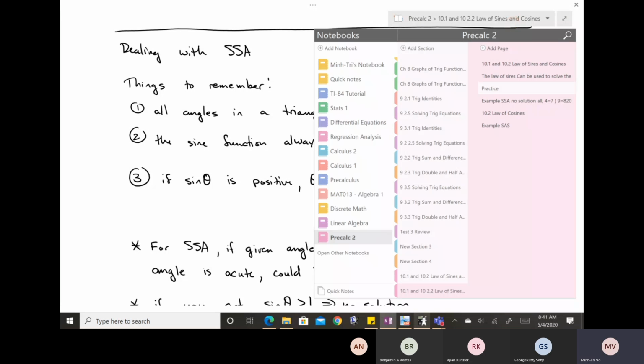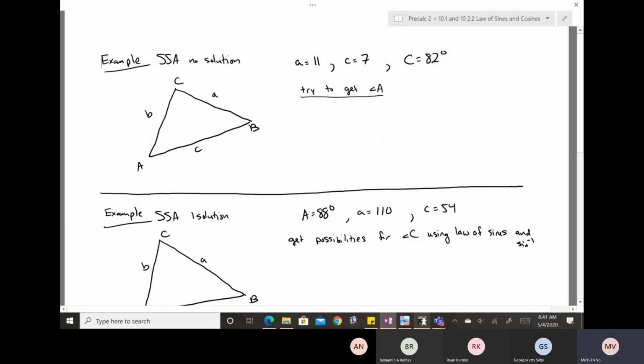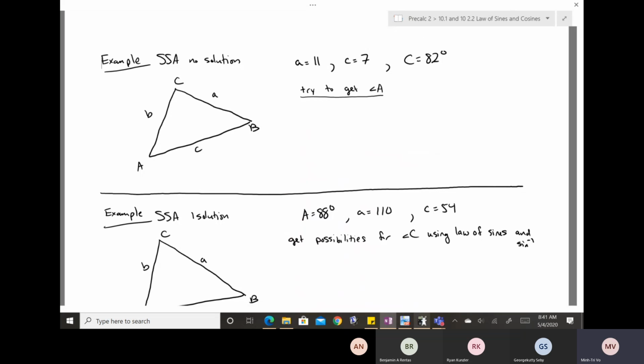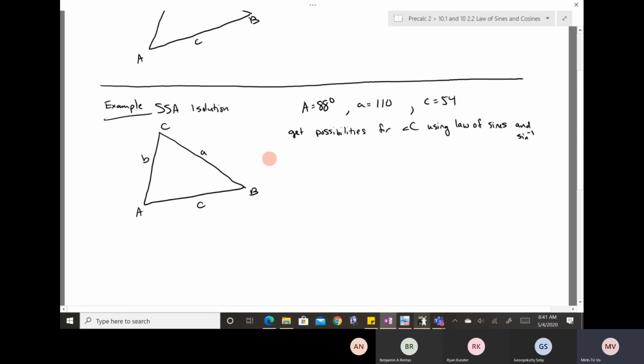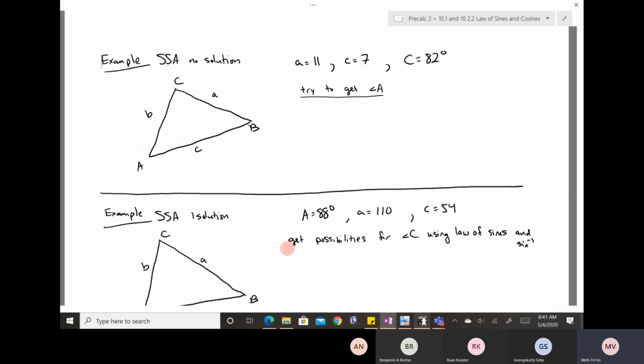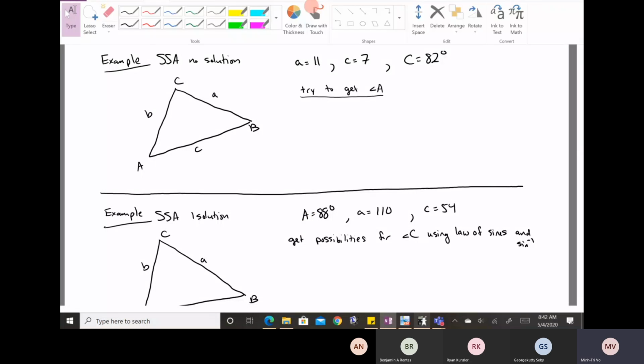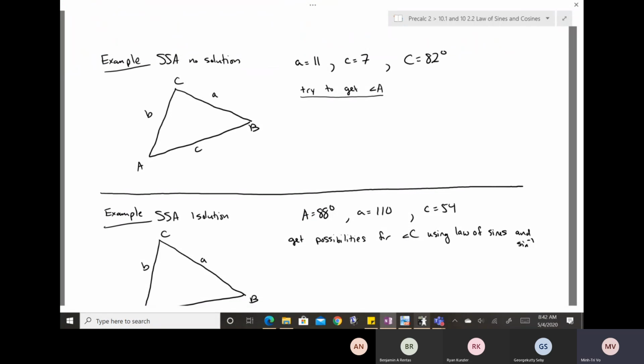So let's look at these different possibilities. This is the 4th page of the worksheet. On this page I've given you three different SSA triangles, and these are all the 3 different situations that occur: no solution, 1 solution, or 2 solutions. First let's look at the no solution. What are we given? We're given that side A is 11, side C is 7, and angle C is 82 degrees.